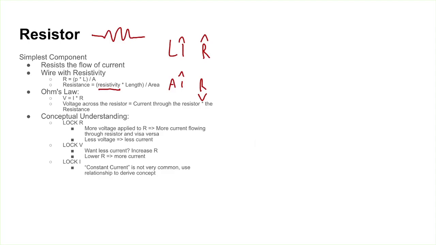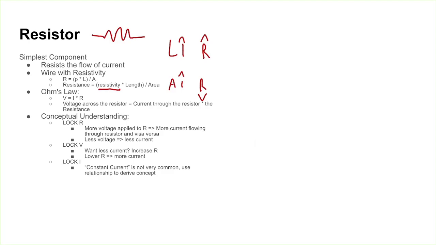Pretty much what it states is that the voltage across a resistor is equal to the current through it times that resistance. So we're going to treat the resistance as something that's almost fixed. The conceptual understanding is that when you lock R, as you apply more voltage, as there's more of a voltage drop across it, more current will flow through your resistor and vice versa. Less voltage means less current.